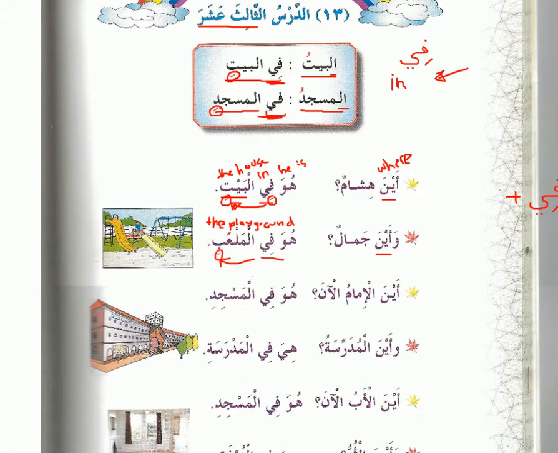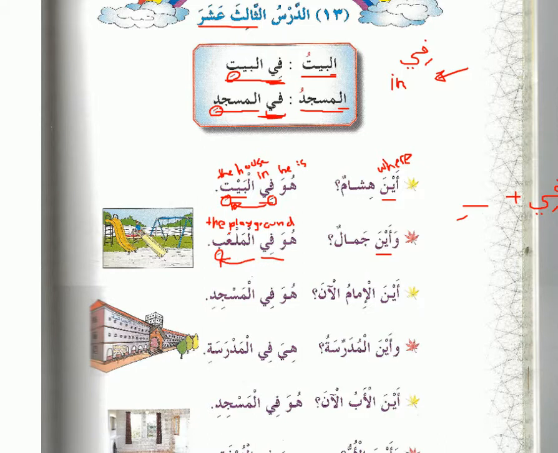Fi plus a word with kasra. Mal'abi. It's in the sentence right here. Huwa fil mal'abi. Plus kasra. So you want to make sure you have the kasra. No ta, exactly. So mal'abi, it's just a playground, male.